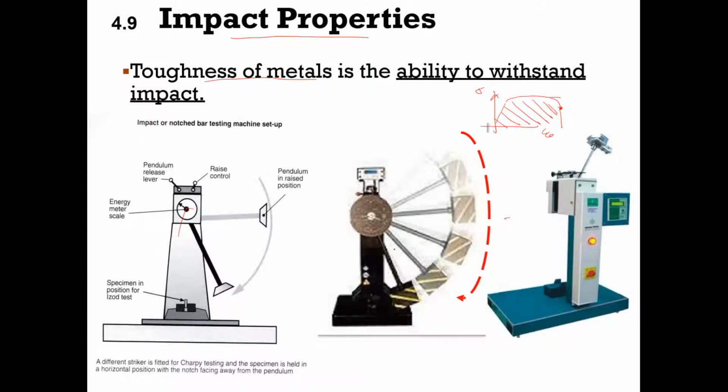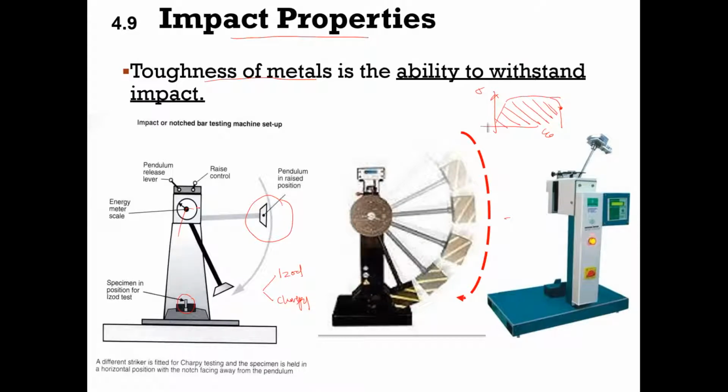So this is an example. We have this pendulum that can strike the specimen. This is your specimen. Basically this impact testing has two types: Izod and Charpy. These are two different tests, based on a few things. I will explain it later in the next slide.